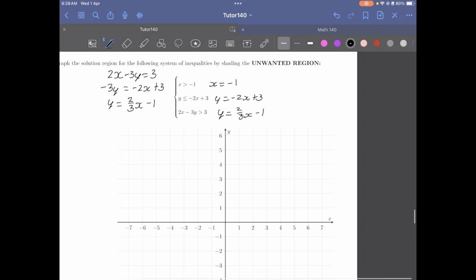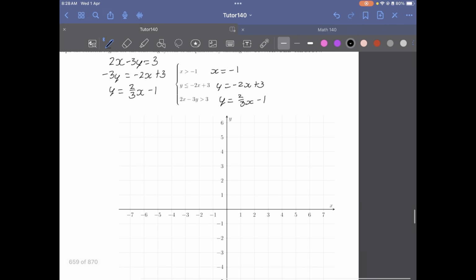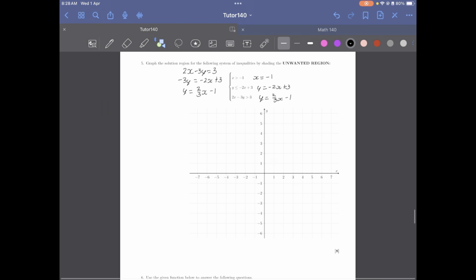Okay, so first we're going to graph x is equal to -1, but pay attention to the inequality symbol. This is a dotted line. When you have greater than or less than, it's a dotted line. So we're going to do a dotted line through x equal to -1. And we're going to label it.